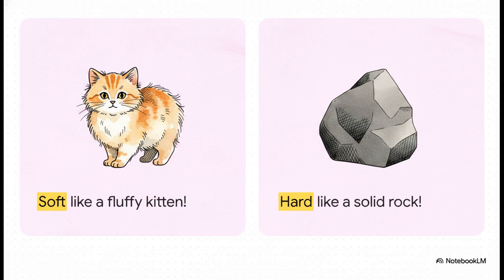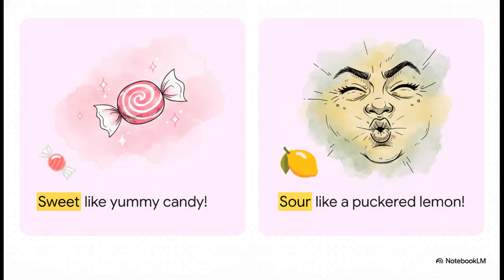Make a fist and pretend you're knocking your knuckles against a hard, solid, heavy rock. Knock, knock, knock. It doesn't give way at all, does it? Let's try tasting something invisible. The word is sweet. Pretend to unwrap a yummy piece of your favorite sweet candy and just pop it in your mouth. Mmm, so sugary and delicious.